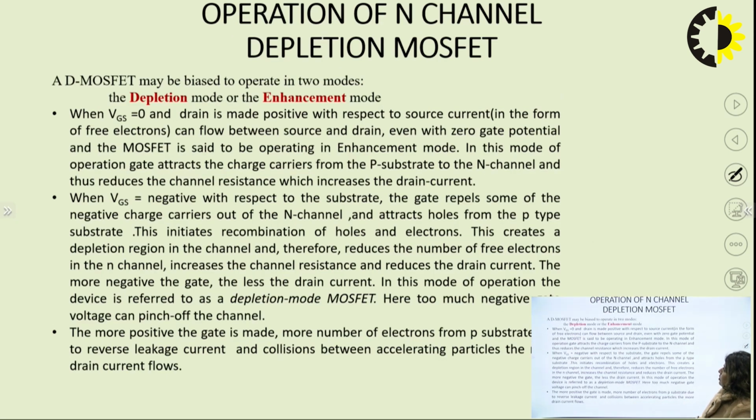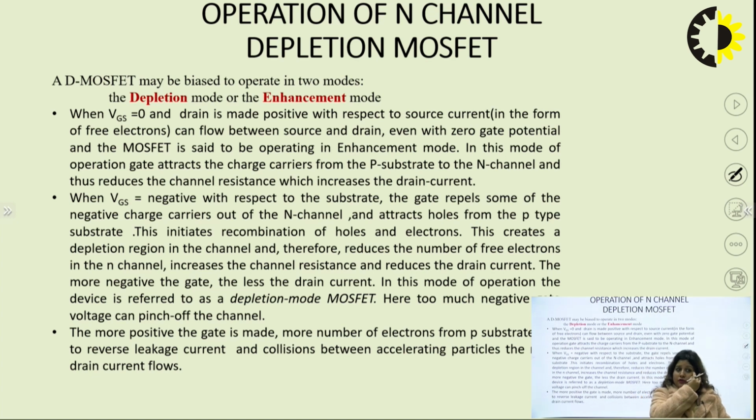If we see the operation of the N channel depletion MOSFET, a D MOSFET may be biased to operate in two modes. The first one is the depletion mode, and the second one is the enhancement mode. Whenever VGS is equal to 0, the drain is made positive with respect to the source, and current in the form of electrons can flow between source and drain. So even with 0 voltage applied to the gate, the MOSFET is said to be operating in the enhancement mode.